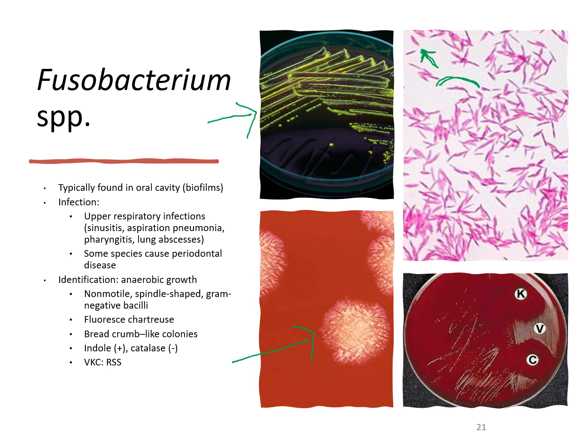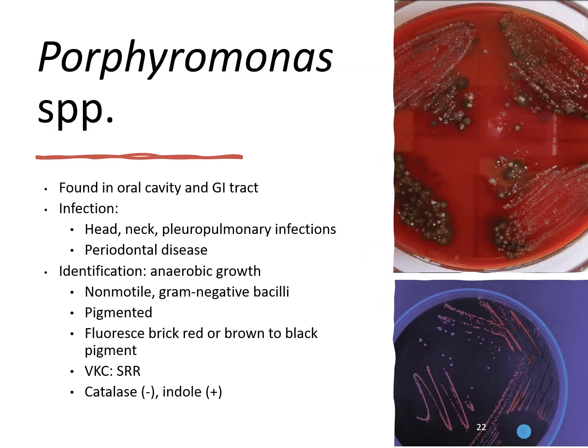As you can see here in this bottom image, the organism does grow all the way around the vancomycin, but they are sensitive to the kanamycin and the colistin. Porphyromonas species are found within the oral cavity and GI tract. They can infect the head, neck, cause pleuropulmonary infections, and can also cause periodontal disease.